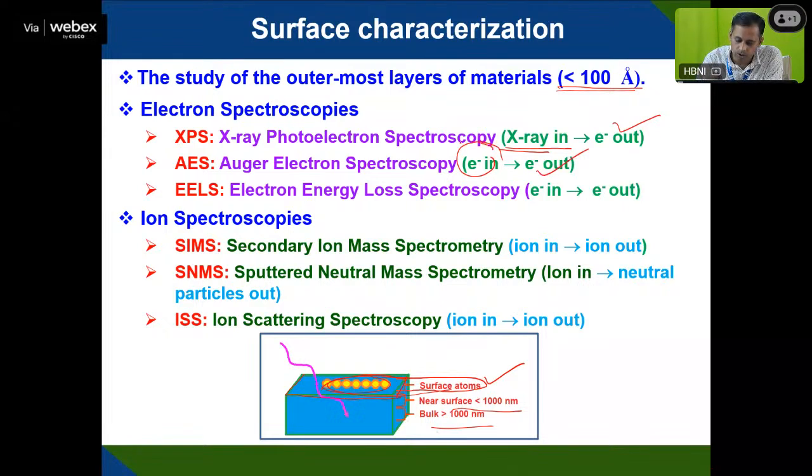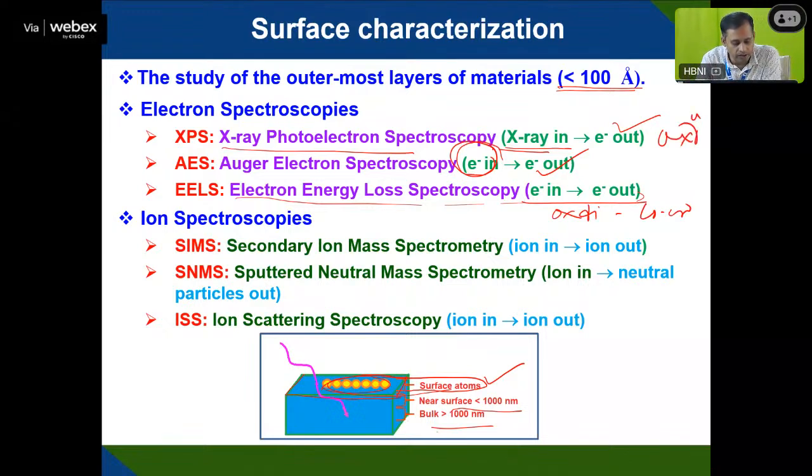You can also do Auger electron spectroscopy using X-ray; in XPS also you can do Auger electron spectroscopy using X-ray. The third one, which I discussed in the case of TEM, is electron energy loss spectroscopy, where electron goes in and electron comes out. That gives you the oxidation state, coordination number, and thickness. XPS and Auger electron spectroscopy both tell you about the surface characteristics, and you will get the oxidation state of the materials.